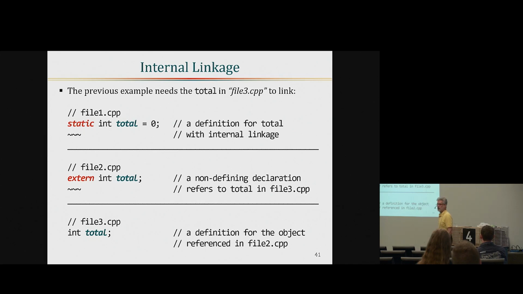So what you need is a third one there. You need to have file 3 has a definition for a total so that the one in file 2 can refer to the one in file 3. Now the program will build. And how many totals are there in this program? There are 2 of them. One internal to file 1 and one that's shared by file 2 and file 3, shared via external linkage.